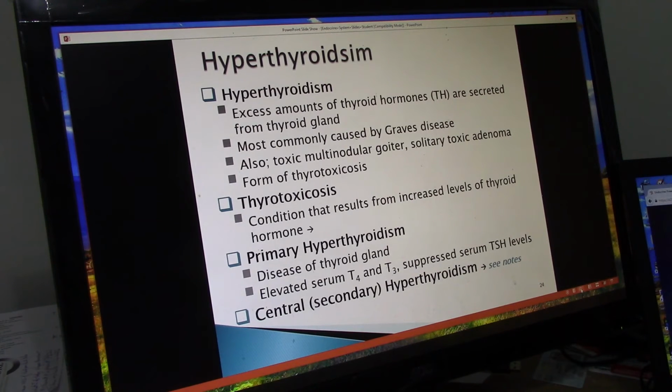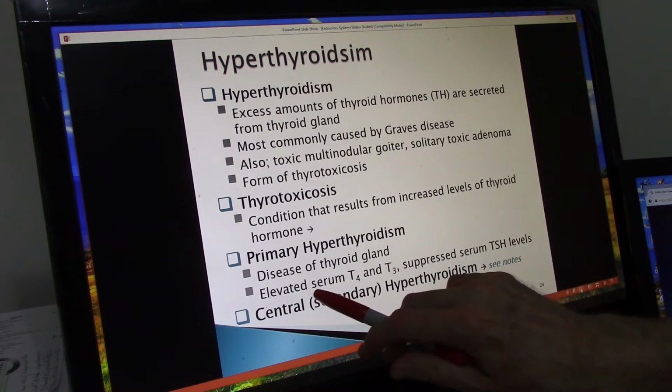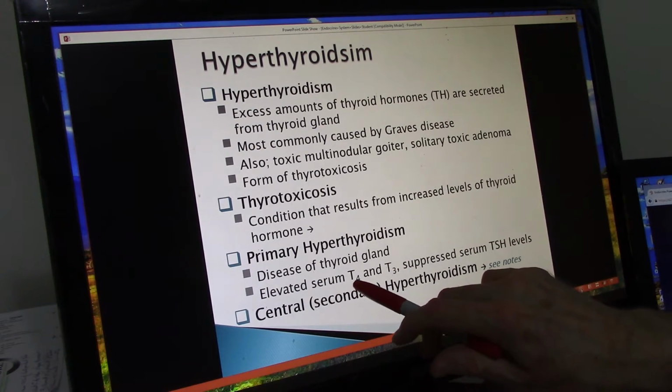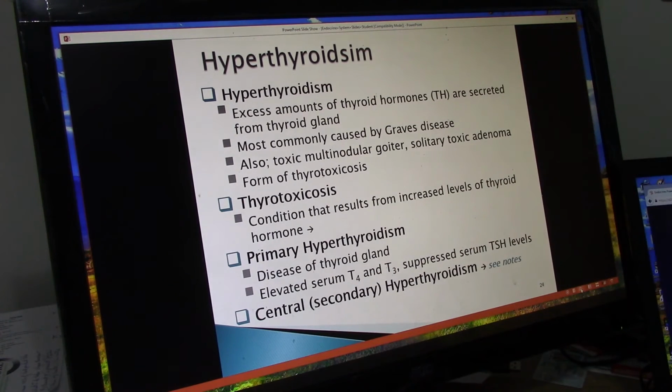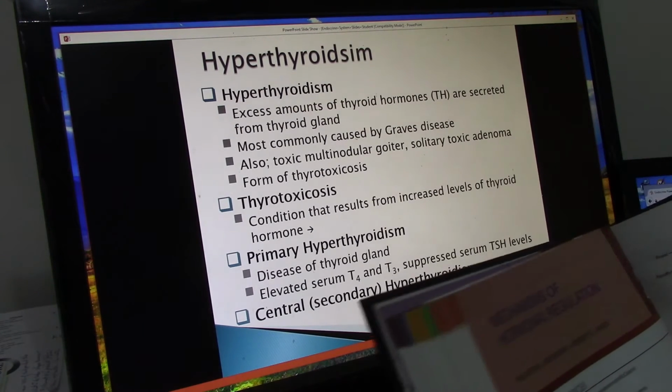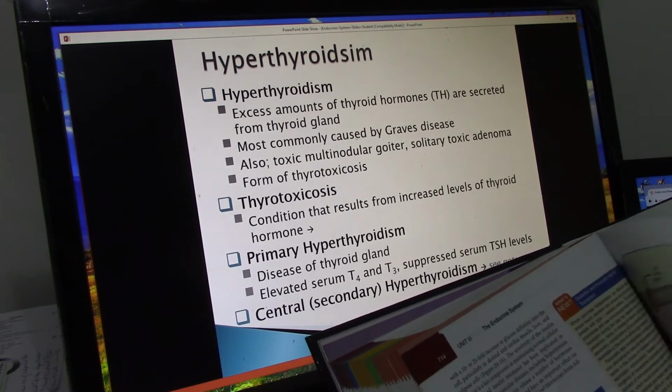Now, remember, I also showed you in the book that you can have primary, secondary, or tertiary hyperthyroidism. Okay, now if it's primary, that means the disease is at the level of the thyroid gland and you have elevated T4 and T3, it keeps spewing it out, and you have the negative feedback to the TSH, but it doesn't matter because the thyroid is producing this hormone autonomously, without any stimulus. And let's just revisit that real quick. It's an important chart.